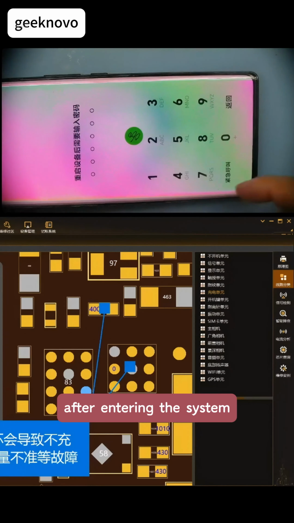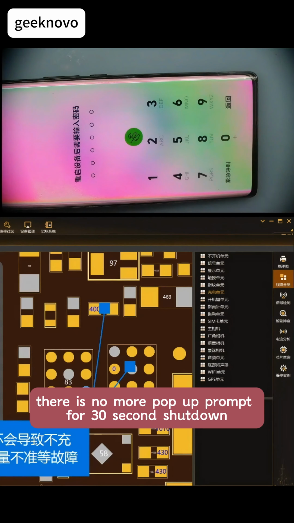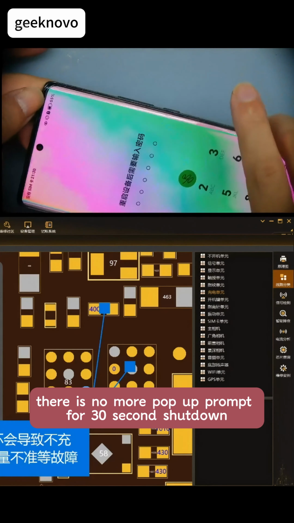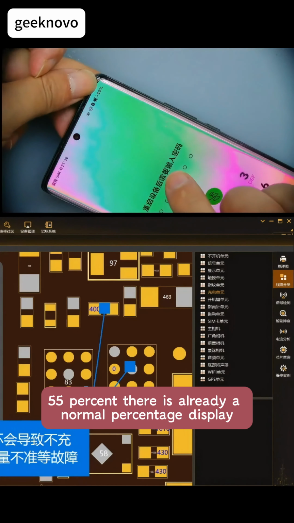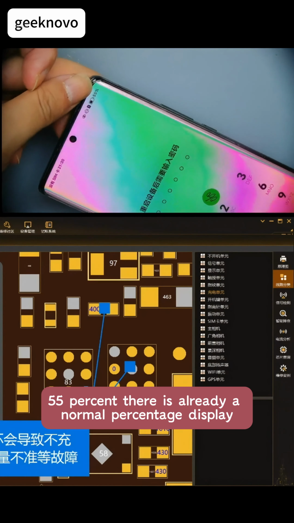After entering the system, there is no more pop-up prompt for 30-second shutdown. At the same time, the battery percentage is displayed at this time as 55%. There is already a normal percentage display.